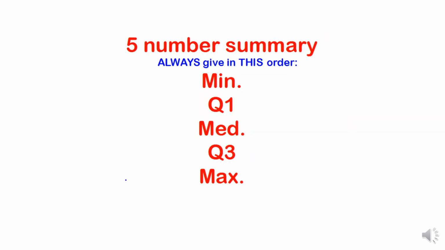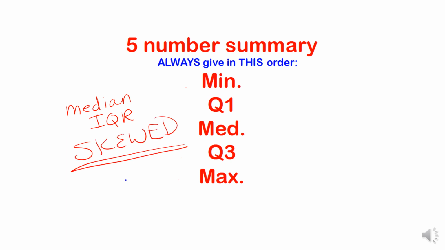Okay, so the 5-number summary is always given in this order. Minimum, quartile 1, median, quartile 3, maximum. We use median and IQR especially, I mean, we could do it with a symmetrical graph, or when we can't find the mean, but we especially use it when the data is skewed. So remember, that's when you're going to be using these, and you'll be in good shape.